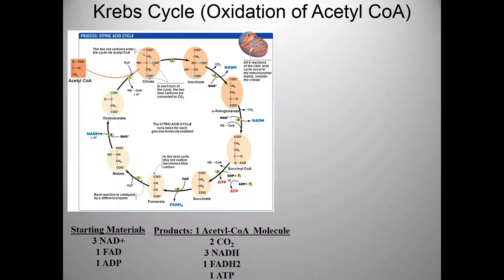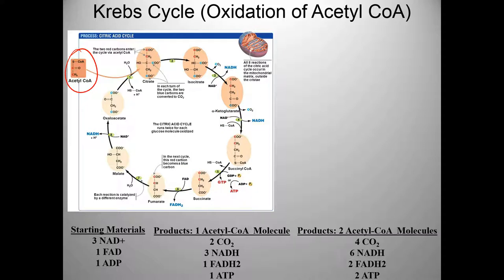All right, so for this particular pathway, you start off with acetyl-CoA, oxaloacetate. You start off with three NAD plus molecules, one FAD molecule. All right, ATP and inorganic phosphate. After a single acetyl-CoA molecule makes its way through this entire Krebs cycle, one turn, you end up with two CO2 molecules here and here, three NADHs here, here, and here, one FADH2 molecule, and one ATP. All right, that's only one acetyl-CoA molecule.